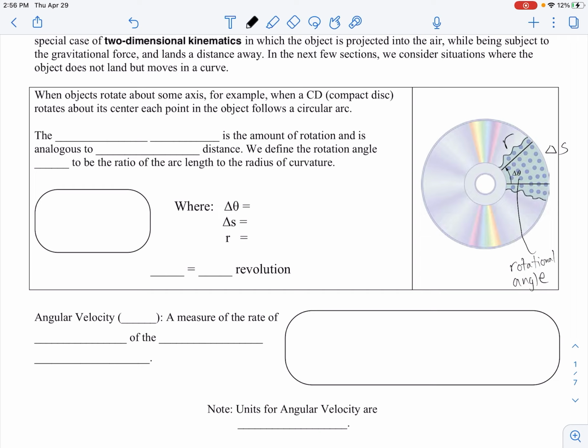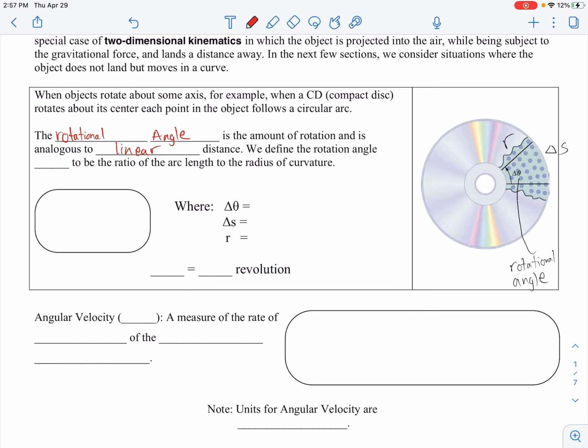All right. So let's define these. Okay, I'm going to use a different color. So the rotational angle is the amount of rotation and is analogous to linear distance. So when I think of distance d or x, this is going to be the same as rotational angle, which is defined as delta theta, or change in rotational angle.